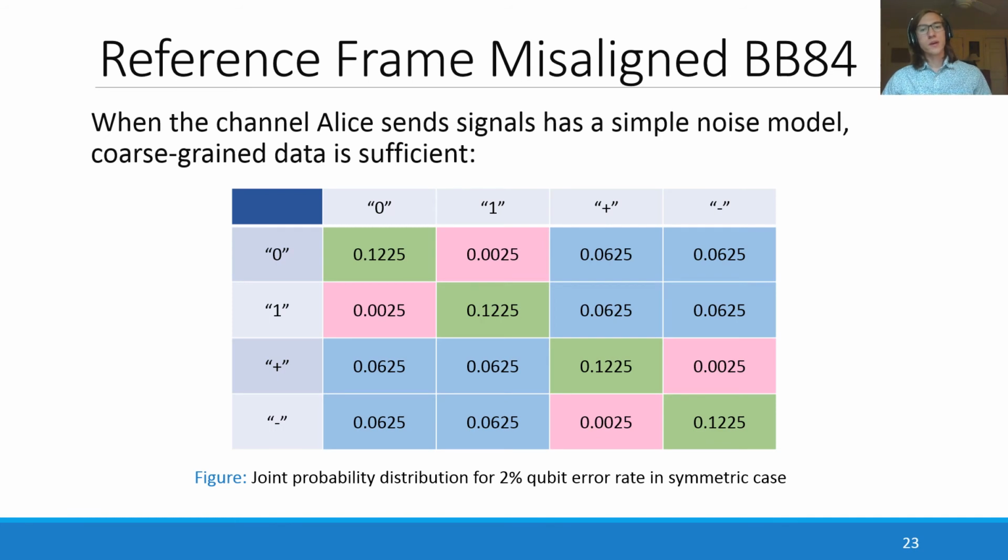So if you think about the case where there is no unitary rotation and the noise model is very simple, there's equal phase error and bit error, then the joint probability distribution table between Alice and Bob is as below. The numbers are for the 2% qubit error rate. And you can see that there's really nothing to gain by not coarse graining. That is to say, you might as well just check what the phase error and bit error are, which are on these pink blocks.